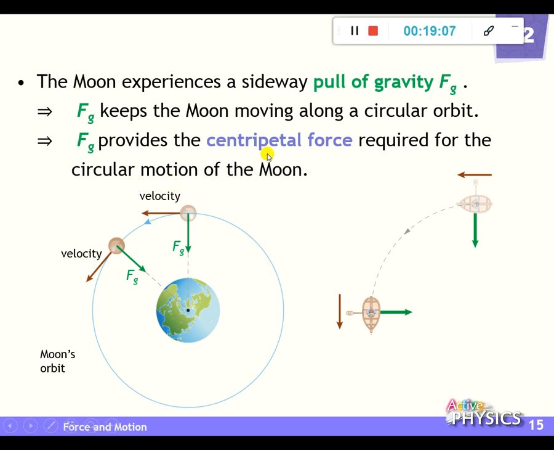Then, once again, we cannot find out any centripetal force. Centripetal force is just only the resultant force of the whole motion. You should try to find out the real force acting on the moon, okay, and then make it move in circular motion. What is this? Of course, should be this one, pull of gravity.